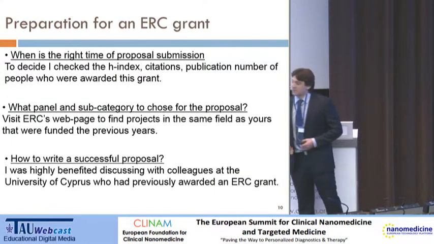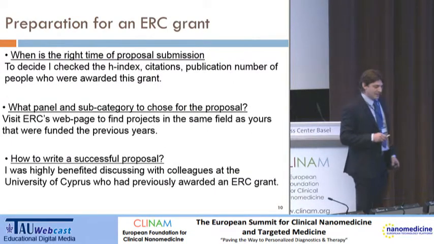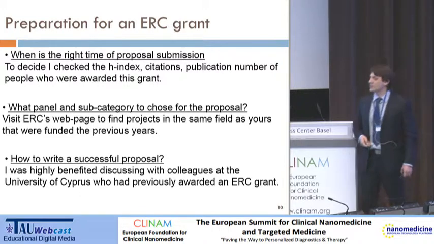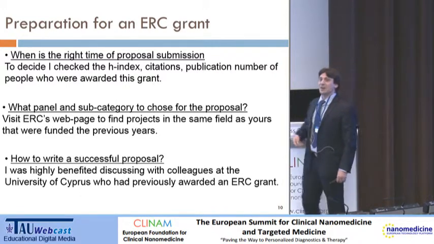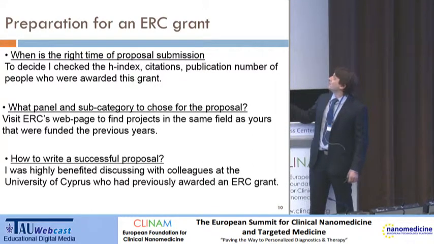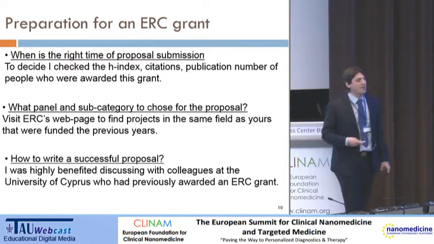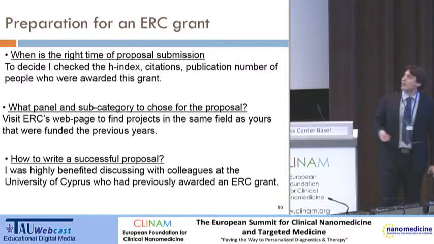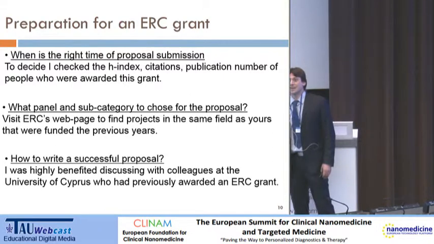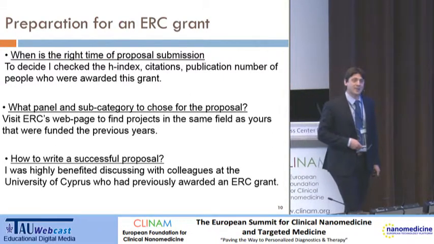So some tips about the preparation of my ERC starting grant. I have found useful these 3 points. The first is when is the right time for me to submit my proposal. I moved to Cyprus in 2010. I applied in 2012. The reason was that I decided to check the h-index, citation and publication numbers, this quantitative data for the quality of researchers who have been awarded this grant in the past. When I found out that mine was above the average of the people who were awarded this grant, I decided to apply. This was the right time for me.